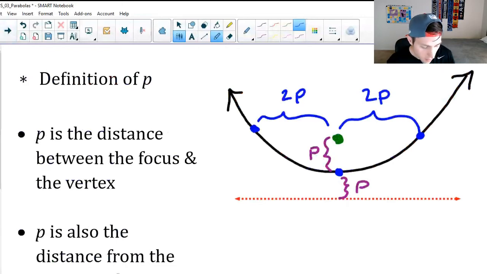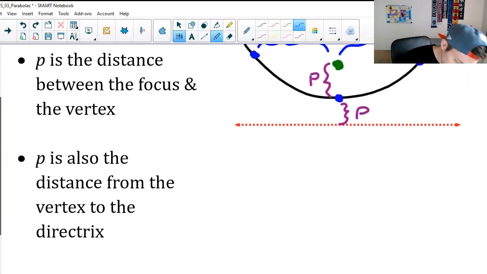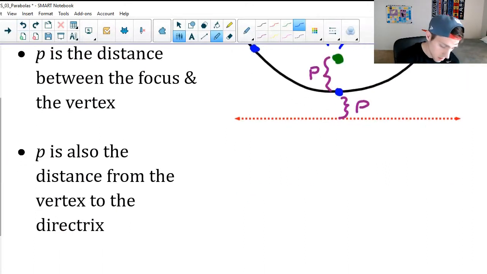So we're going to introduce this variable called p, and what this represents is the distance between the focus and the vertex. That's what this part illustrates right here. Between the focus and the vertex, the distance is p. That's the same distance that happens between the vertex and the directrix.